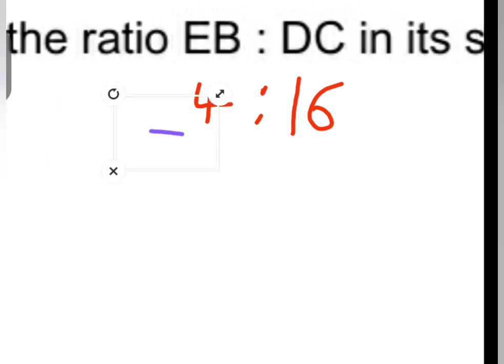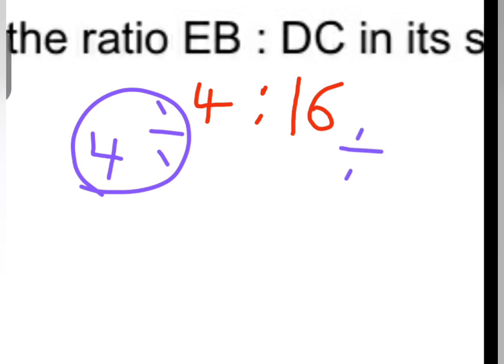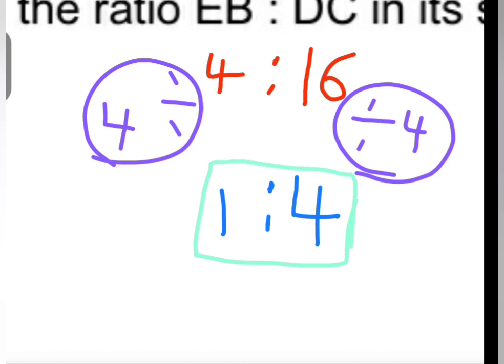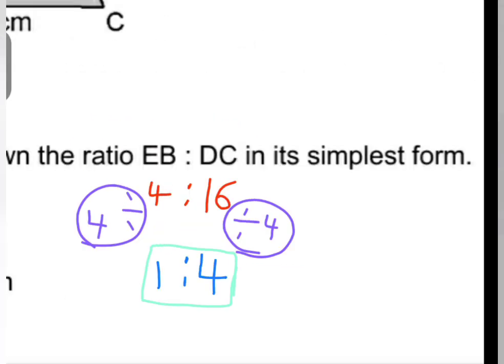So we're going to divide this by 4. And divide this by 4. When we divide 4 by 4, the answer will be 1. Very good. And then we write the dots of the ratio. And then 16 divided by 4 equals, good job, 4. And this is the answer in its simplest form. So simplifying ratios is very easy. You just divide both numbers by the same number.